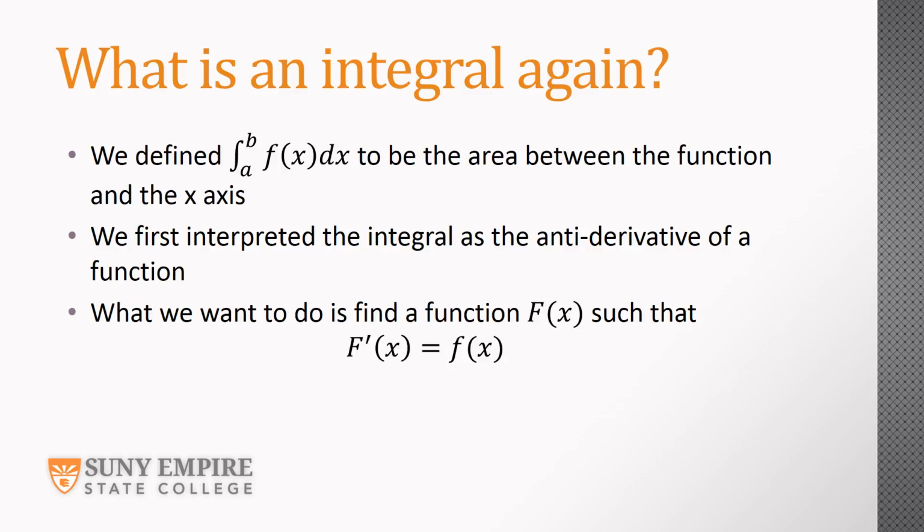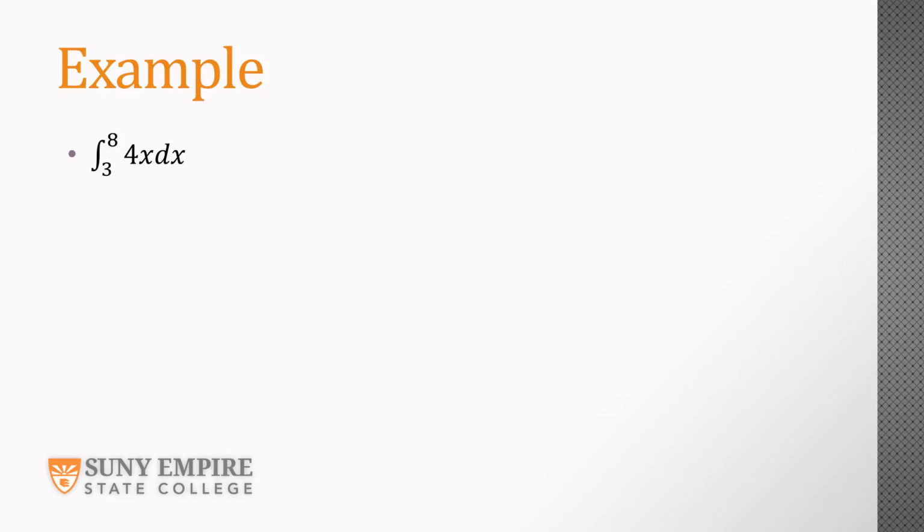In other words, the process of finding an integral is to find some function, which we usually denote capital F of x, whose derivative is the function little f of x that we are attempting to integrate. For example, suppose we want to find the integral from 3 to 8 of the function 4x with respect to x. As a first guess, we remember that taking a derivative lowers the exponent by 1. So our initial guess is that the antiderivative of 4x would be 4x squared.